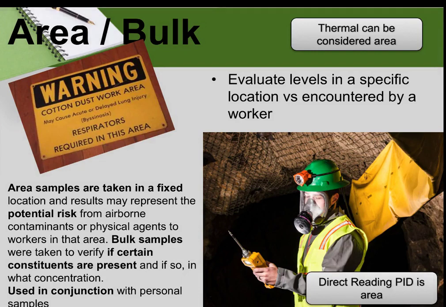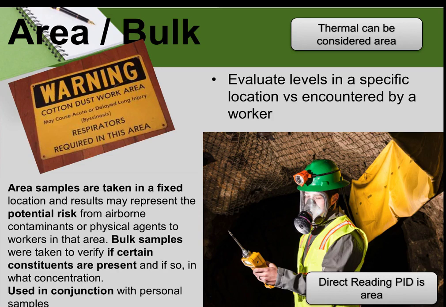So our second type of zone sampling would be area sampling, also called bulk sampling. When we sample thermal exposure, so we sample humidity or wind speed, light intensity, heat index, this is a type of area sample that we then interpolate to a person's exposure category or their exposure matrix. But area samples are taken primarily in a fixed location and represent the potential risk from airborne contaminants or agents that are in this area.